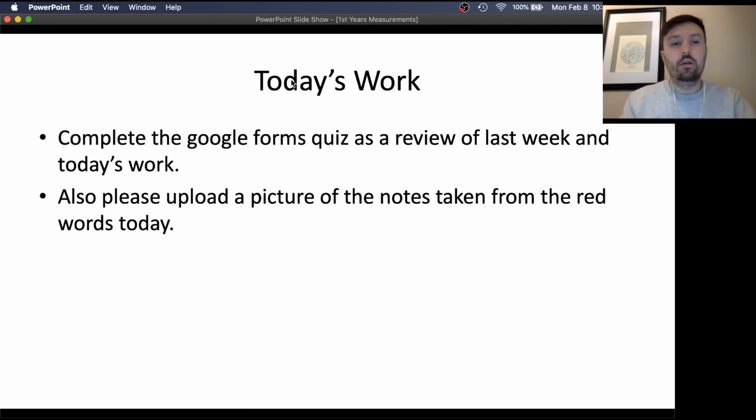Okay, so that's today. Pretty easy, just explaining area and volume. So what's going to happen now is you're going to find there's a Google Forms quiz as a review of last week's work. It's a few questions on how to take measurements of distance, and then also today's work. And then you also need to upload a picture of the red words, making sure that you copy those down into your copy. Okay?